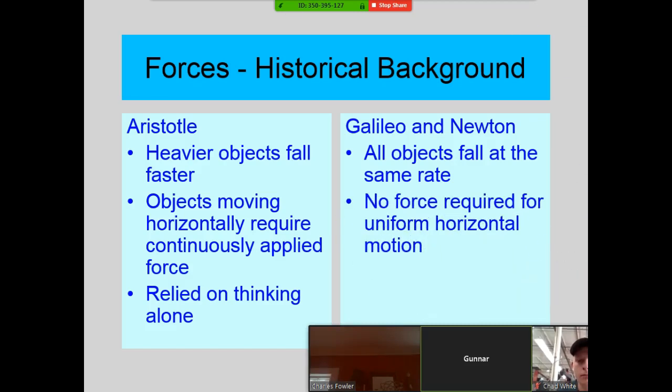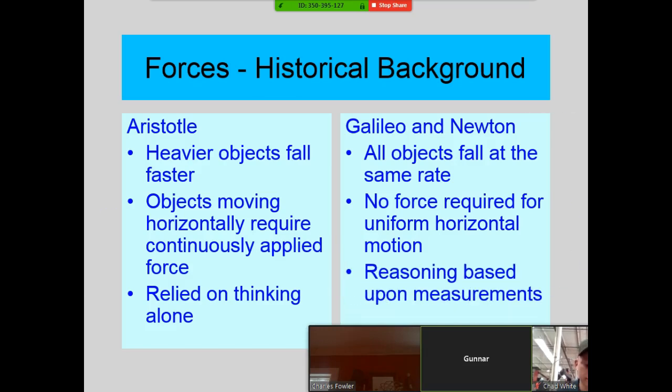No force is required for uniform horizontal motion as long as you don't have any opposing forces. And then finally, they did their reasoning based on measurements and experiments, not what Aristotle did. He just thought about it and said, yeah, this seems reasonable. And of course, for about two or three, I don't know how many centuries, if Aristotle said it, everybody believed it. And that was it.